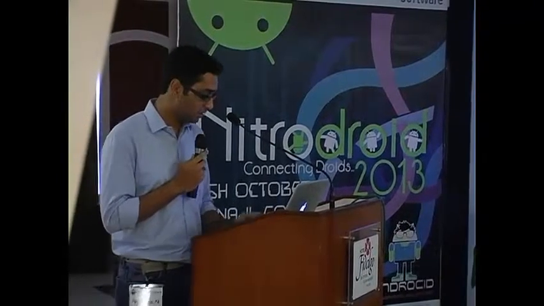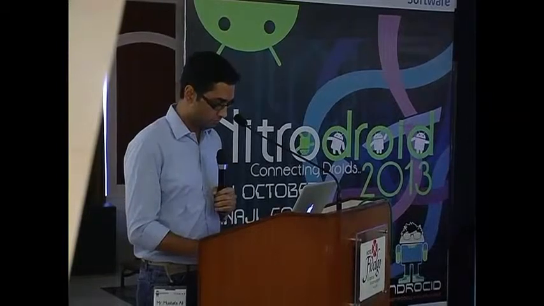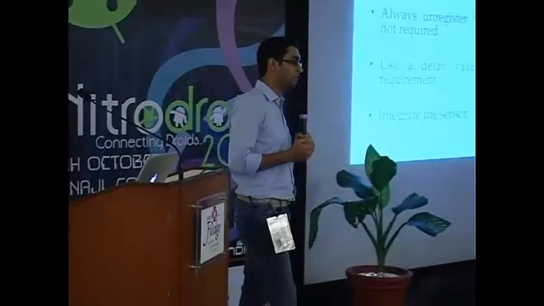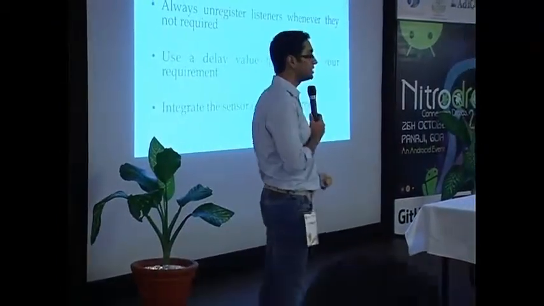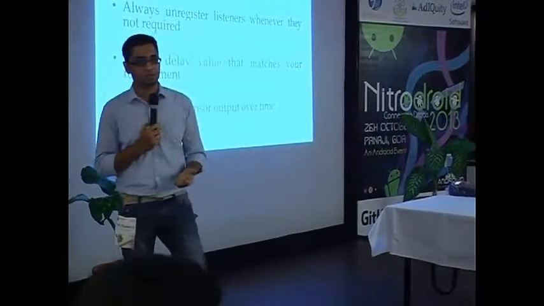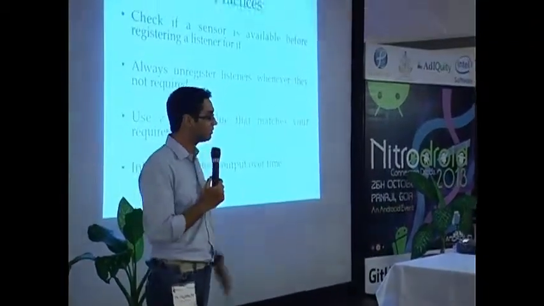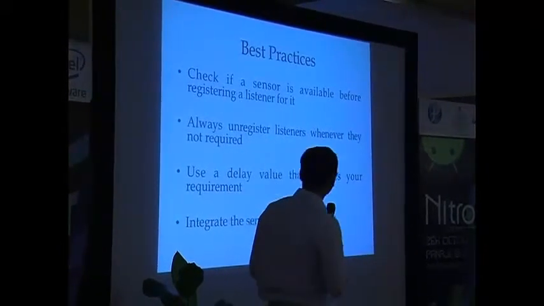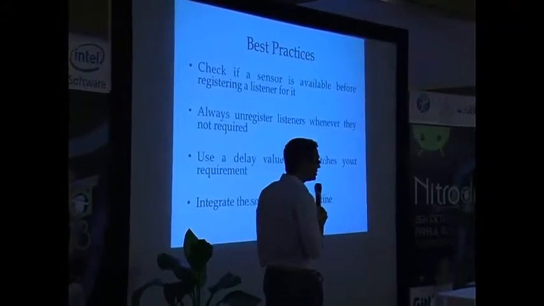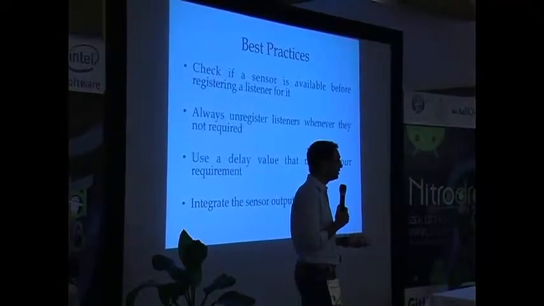Now let's quickly look at some of the best practices around sensors. Keep in mind when you are working with sensors that you should always check if a sensor is available. Android phones and tablets are built by a large number of companies, and they do skip sensors sometimes. So it's always better to get a list of all the sensors and check whether the sensor that you need is there on your device.